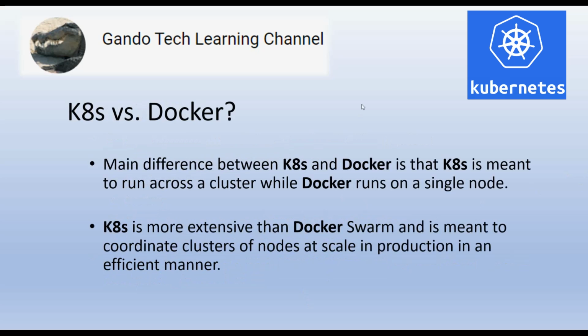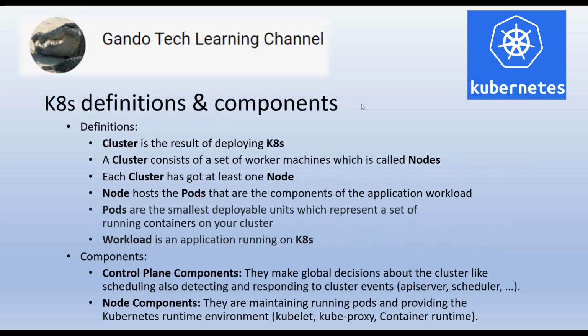So what's the main difference between Kubernetes and Docker? The main difference is that Kubernetes is meant to run across a cluster while Docker runs on a single node. Kubernetes is more extensive than Docker Swarm and is meant to coordinate clusters of nodes at scale in production in an efficient manner, which I briefly covered earlier. So we are going through some definitions and components of Kubernetes.